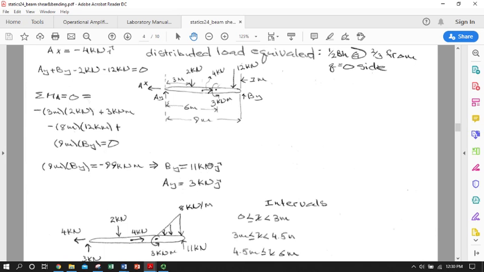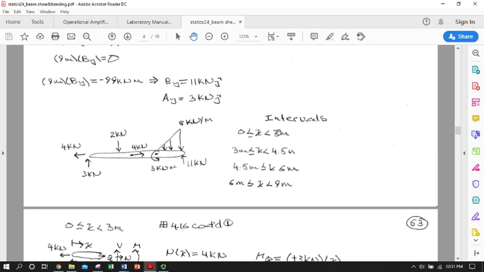So when I finish with my expression for shear, I know what I hope that final expression for shear is going to be when I drop in x equals 9 meters. I hope it's going to give me 11 kilonewtons. And then I'll use my 3 kilonewtons as my starting point for section 1.